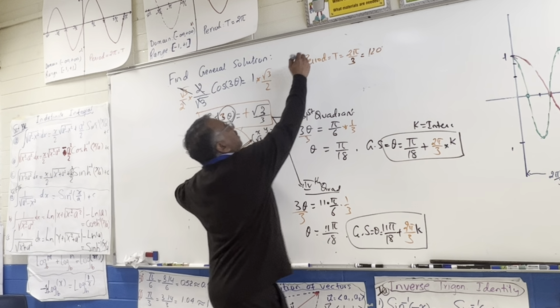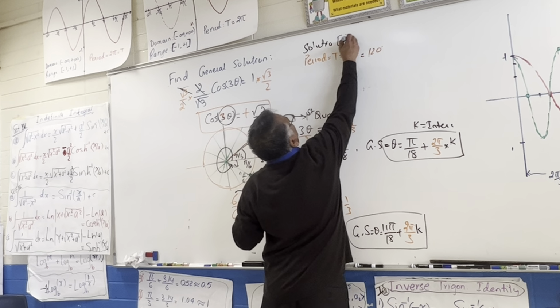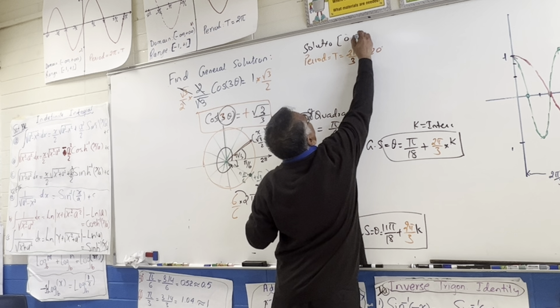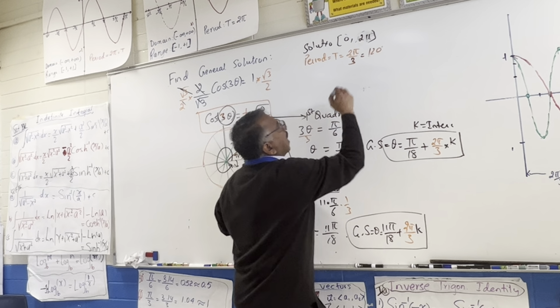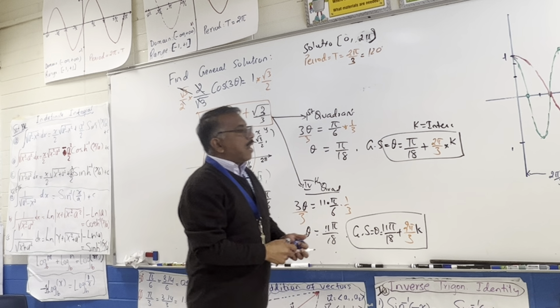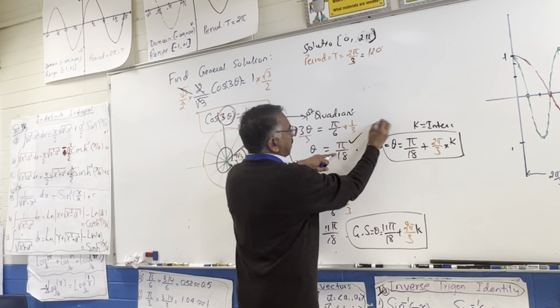The second question is, what is the solution in 0 to 360, or instead of 360 you write 2 pi? So how do we find that one? What we do for this is go on adding. If this is the first one, this is already done.